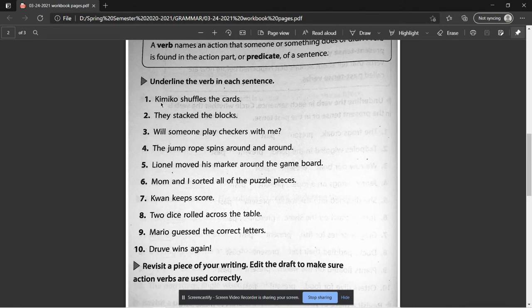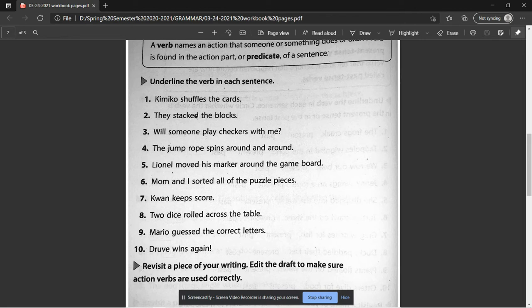Number 1, Kimiko shuffles the cards. So where is my verb? Kimiko is a name. And what? What's the verb? It's not going to be the cards. The cards doesn't indicate action. Shuffles. Shuffles indicates action. So I would underline the verb in this sentence. Shuffles. Number 2, they stacked the blocks. So where is my verb?